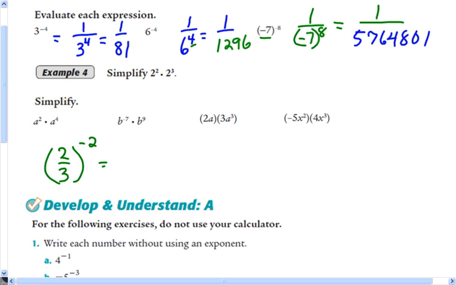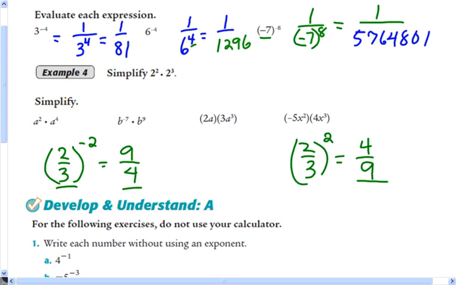So that equals 9/4. Now let's look closely at that. Remember, 2/3 to the positive second was 4/9, and 2/3 to the negative second is 9/4, which is the reciprocal of that number. So it looks to me like possibly 2/3 to the negative second is the same as 3/2 to the second.